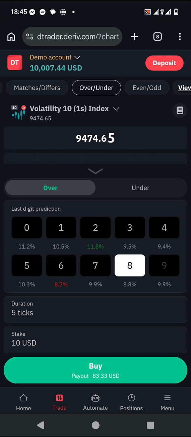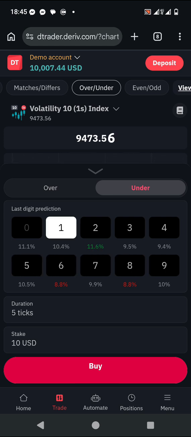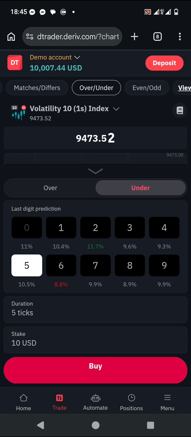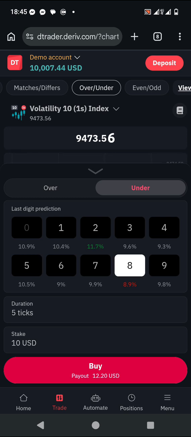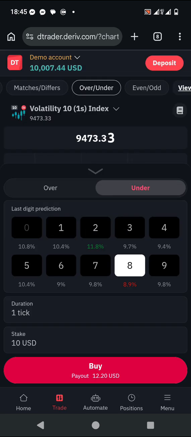After landing on this page, you will see these digits moving there. That shows that this is the real site of Deriv, not a third-party website. Then there are these buttons here. Make sure this button is set to under. Then there is this white button on this digit. Make sure this one is set to 8. After that, come to duration and make sure it is set to 1 tick. You need to consider these conditions. These are the main conditions.